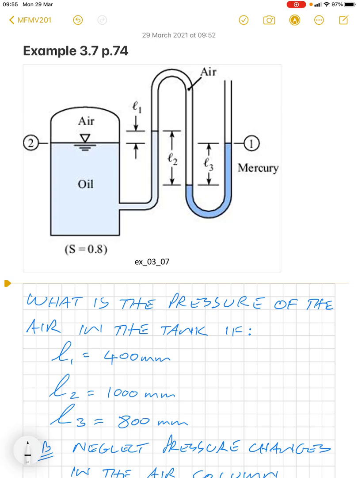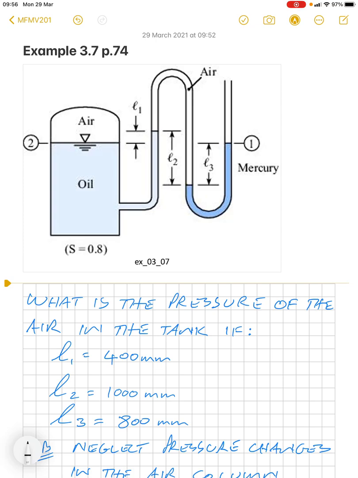L1, which is the height that's given there between the level of point 1 and the top of the column of oil, is 400 millimeters. L2, from that same point down to the bottom, the first height of mercury, is 1000 millimeters, or 1 meter. And L3, which is the height from that lowest point to the highest point of the mercury at point 1, is 800 millimeters.